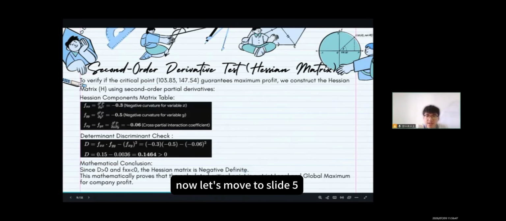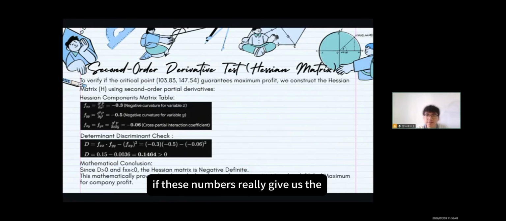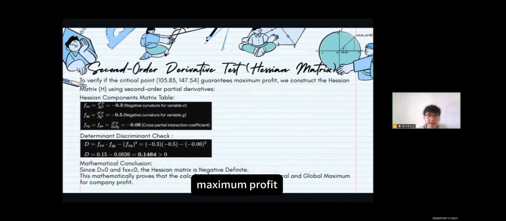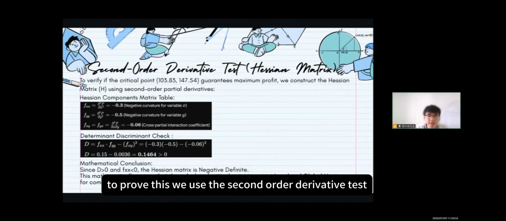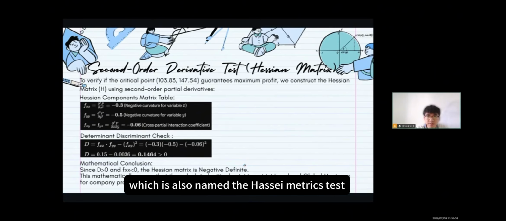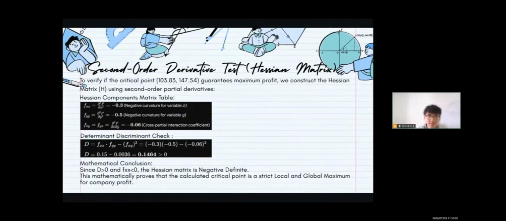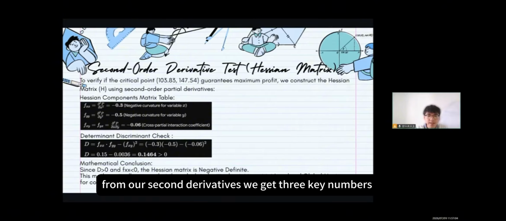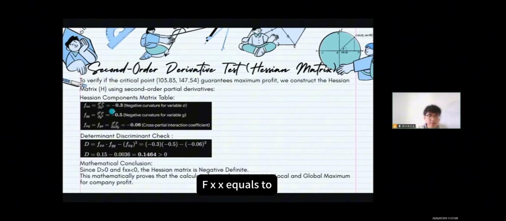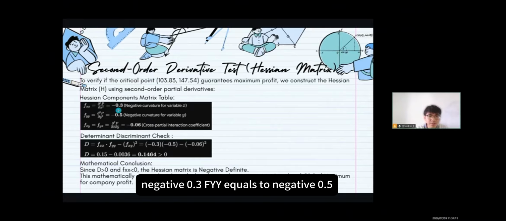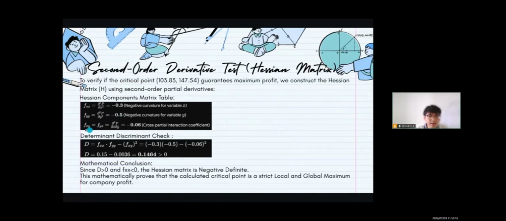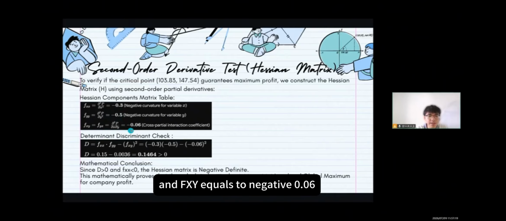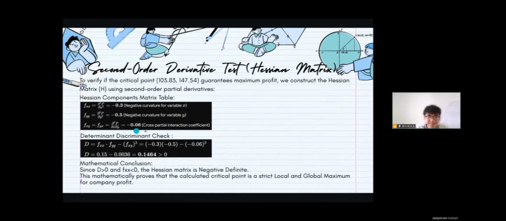Now let's move to slide 5. We need to double check if these numbers really give us the maximum profit. To prove this, we use the second order derivative test, which is also named the Hessian matrix test. From our second derivatives, we get three key numbers. fxx equals negative 0.3, fyy equals negative 0.5, and fxy equals negative 0.06.